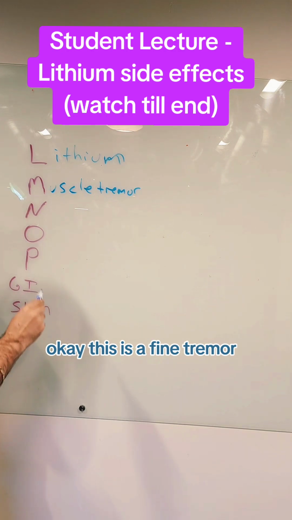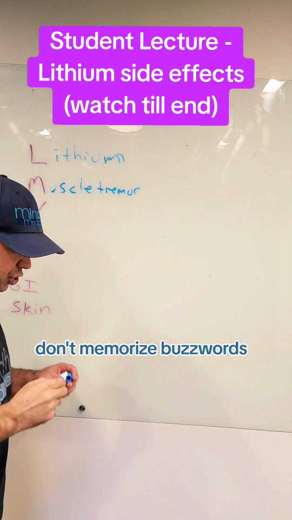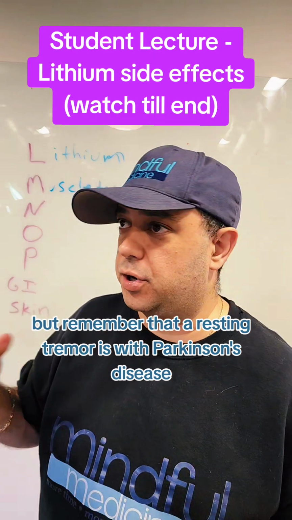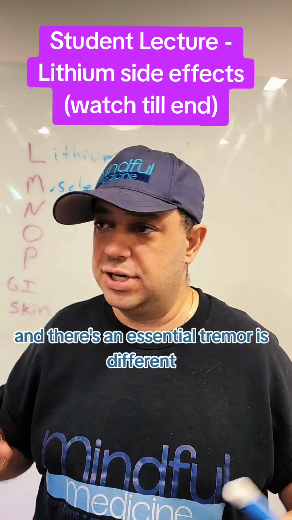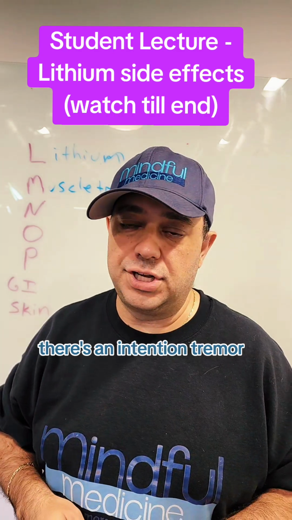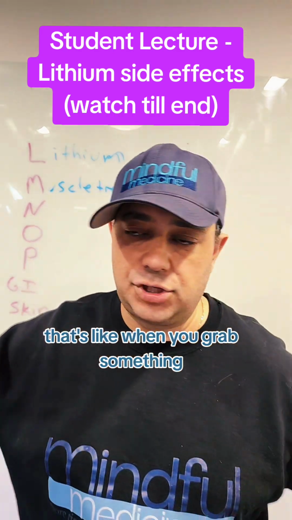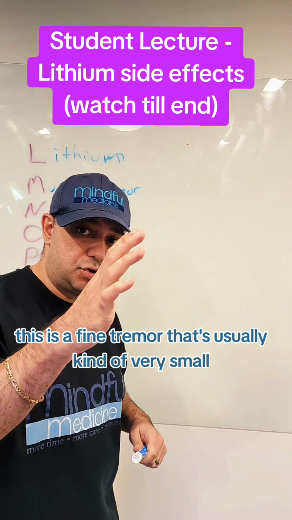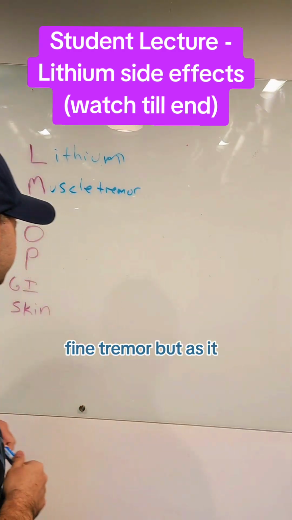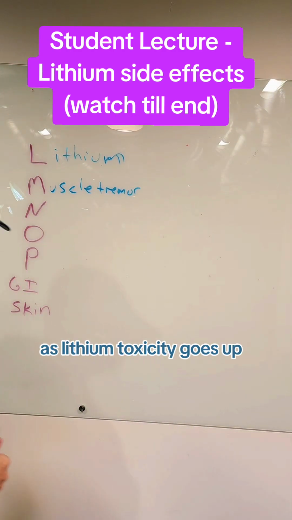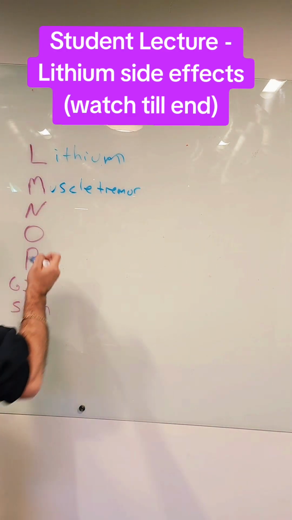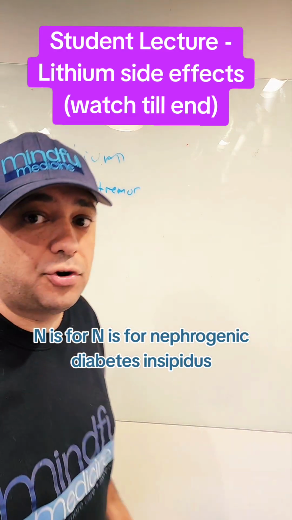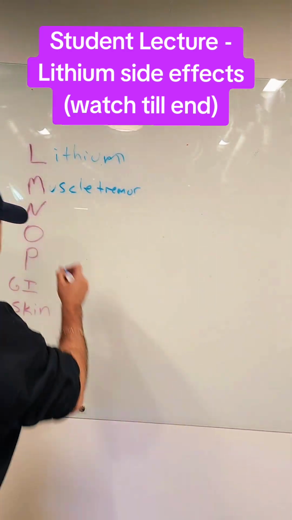Okay? This is a fine tremor. Don't memorize buzzwords, but remember that a resting tremor is with Parkinson's disease, and an essential tremor is different. There's an intention tremor, like when you grab something, that's usually cerebellum or similar. This is a fine tremor that's usually very small, but as lithium toxicity goes up, it'll get worse. N. N is for nephrogenic diabetes insipidus.